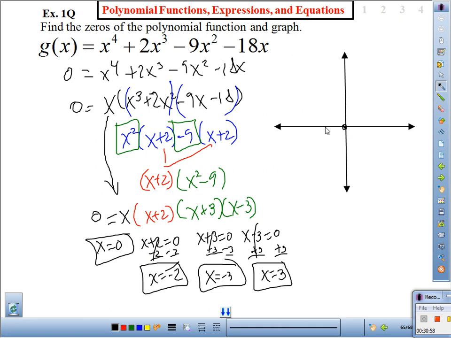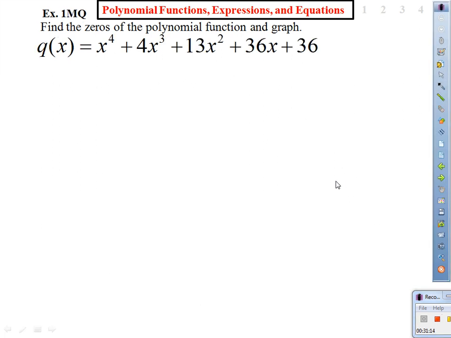0, negative 2, negative 3, positive 3. Hands if you got that. Okay, good. Now check this out. You might encounter something like this. You don't have to copy this, just pay attention.